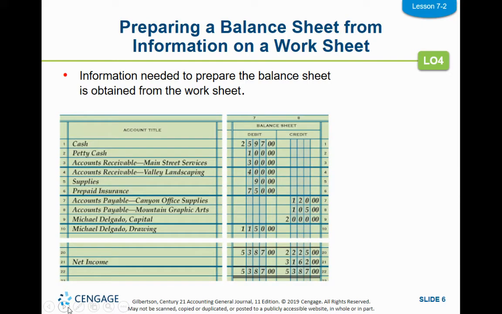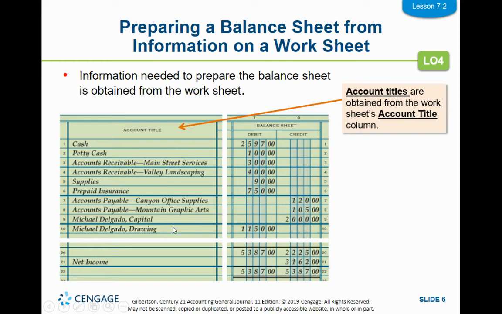So again, just like all the other ones, we're going to get this information from the worksheet. This time it's going to come from the balance sheet columns. So you get the account titles from the account title column. And again, this is a balance sheet. So these are the accounts that tell us whether our accounting equation is still in balance.